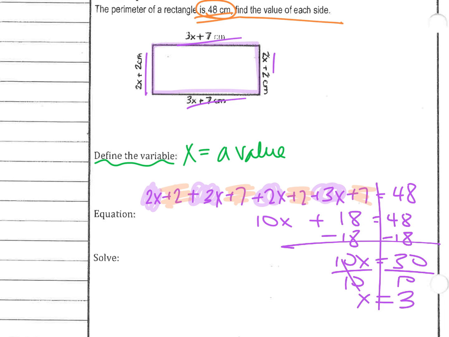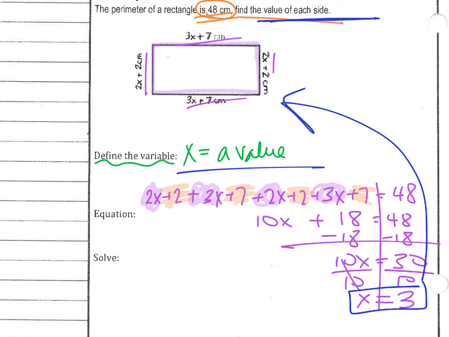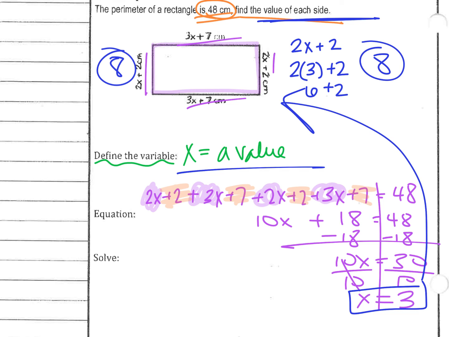Here's the difference with these problems though. Even though I know x equals 3, that's not my final answer. It's just a value. I want to know the value of each side. So I have to take this 3 and plug it into those sides. So my first side was 2x plus 2. I know x is 3, and I can solve. 2 times 3 is 6, plus 2. My one side is 8.